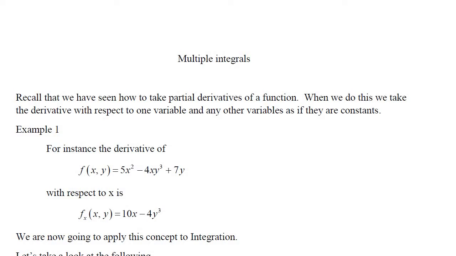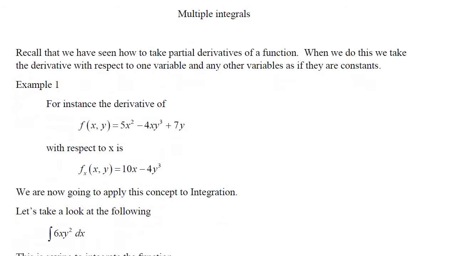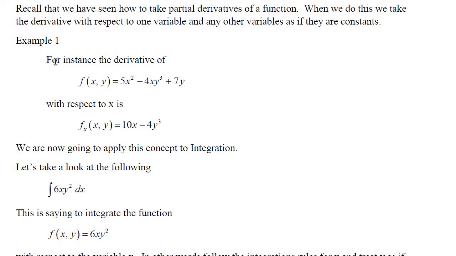If you recall, we have already seen how to take the partial derivative of a function. When we do this, we take the derivative with respect to one variable, and any other variable is treated as if it's a constant. So, for an example here, if we have f of x comma y is equal to 5x squared minus 4xy cubed plus 7y. If we take the derivative of this with respect to x, then we get 10x minus 4y cubed.